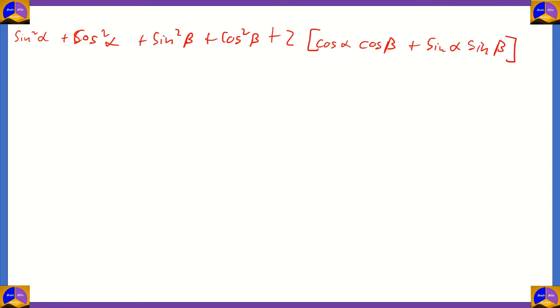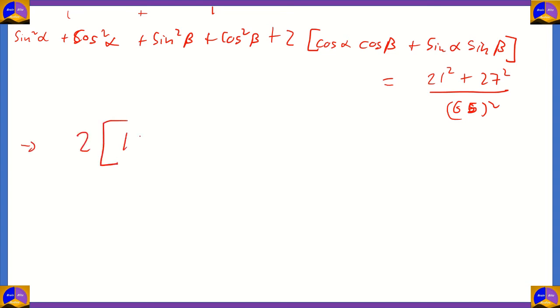There's a specific reason why we took this order, more on that later. And the right hand side will be 21 squared plus 27 squared divided by 65 squared. We did that because the denominators are the same, so we just add the numerators. So over here, sine square alpha plus cos square alpha is 1. Sine square beta plus cos square beta equals 1. 1 plus 1 gives you 2. And since 2 is common to both the terms, we take 2 outside. So you get 1 plus cos alpha cos beta plus sine alpha sine beta.